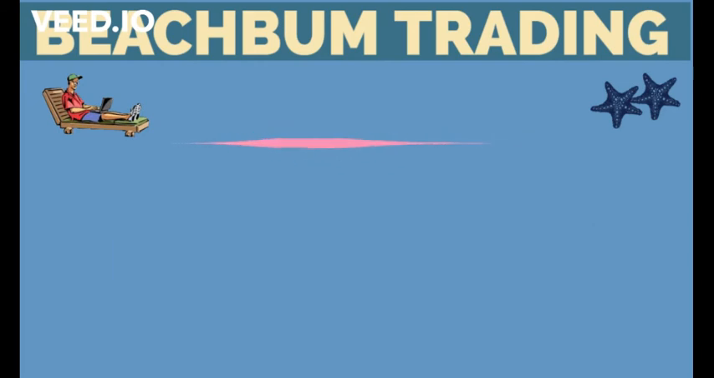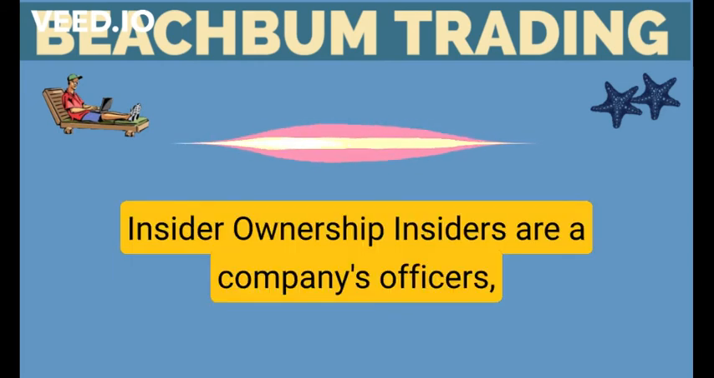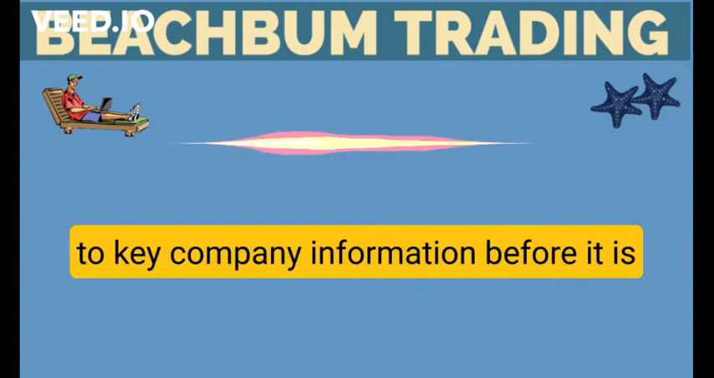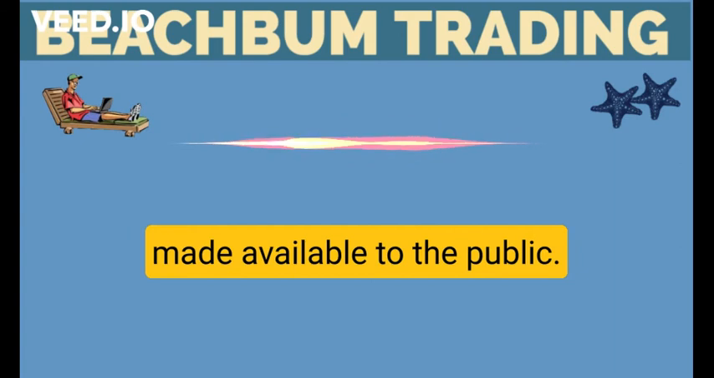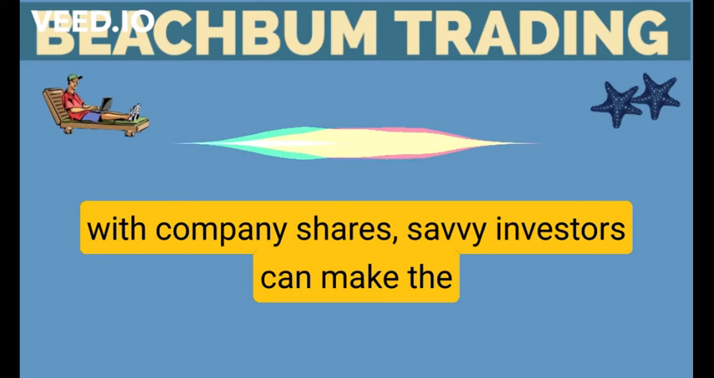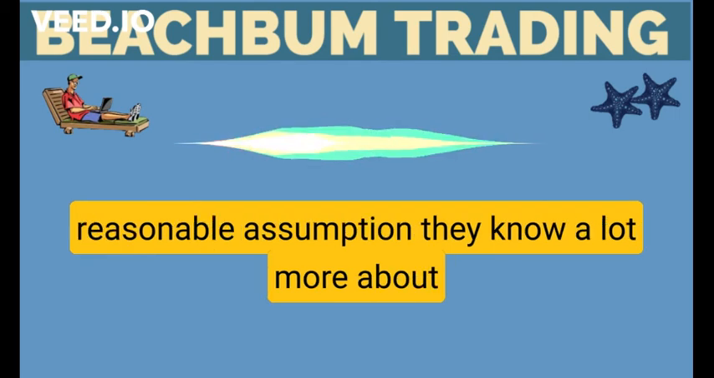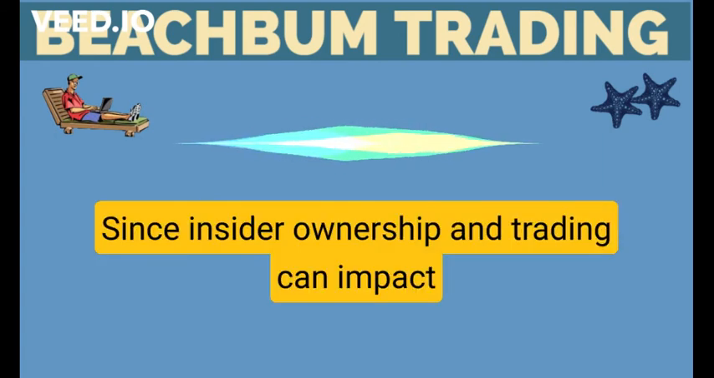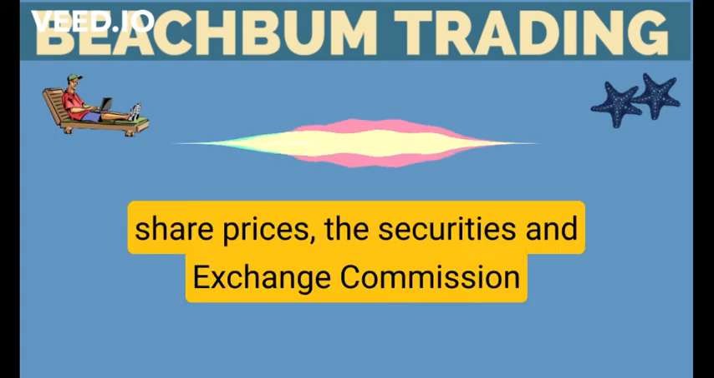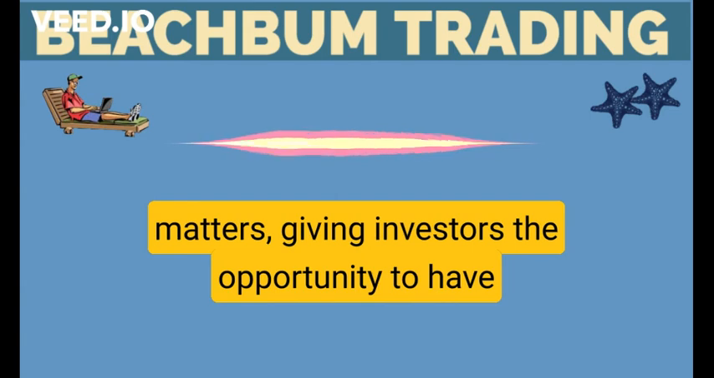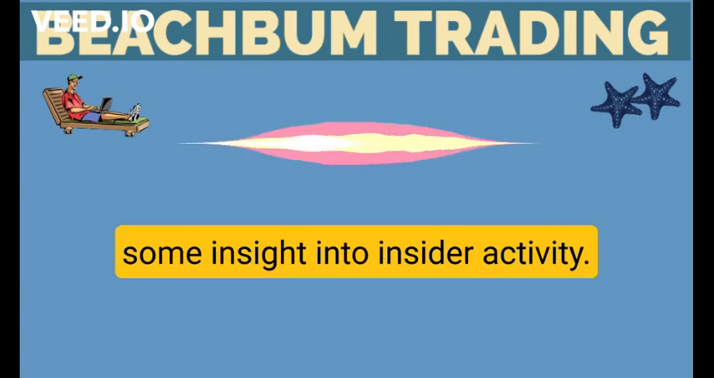Insider ownership: insiders are a company's officers, directors, relatives, or anyone else with access to key company information before it's made available to the public. By paying close attention to what insiders do with company shares, savvy investors can make the reasonable assumption they know a lot more about their company's prospects than the rest of us. Since insider ownership and trading can impact share prices, the Securities and Exchange Commission (SEC) requires companies to file reports on these matters, giving investors the opportunity to have some insight into insider activity.